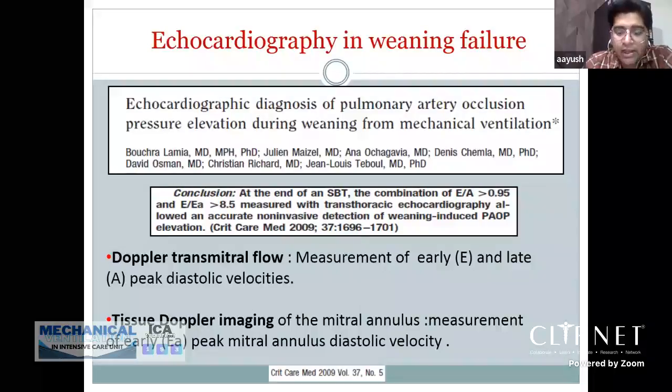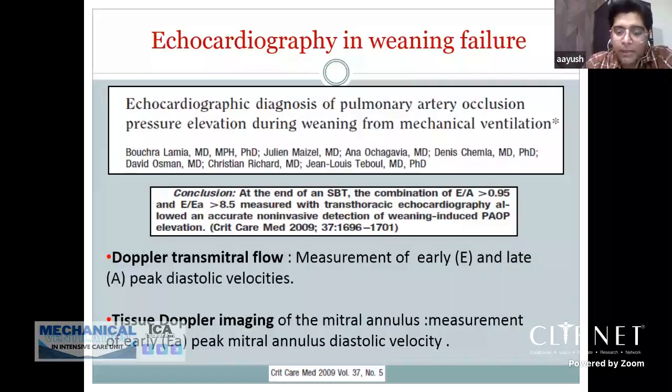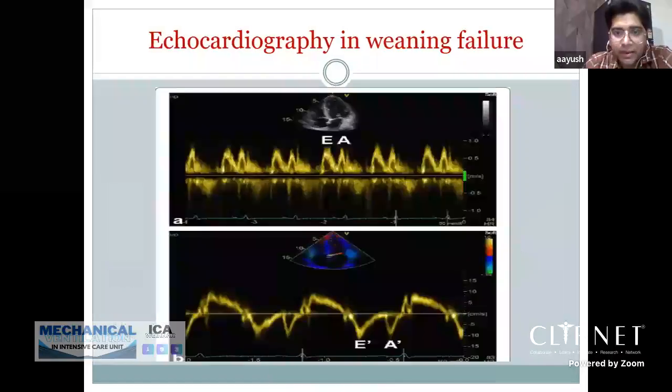What they found is that E/A is ideally measured with the help of a pulse Doppler. Pulse Doppler is applied at the mitral valve, and we measure the early and the late peak diastolic velocities. And E' and A' are ideally measured with the help of tissue Doppler imaging of the mitral annulus, where you put the tissue Doppler probe at the level of the mitral annulus and you measure the diastolic velocities. I just explained this in slight detail.